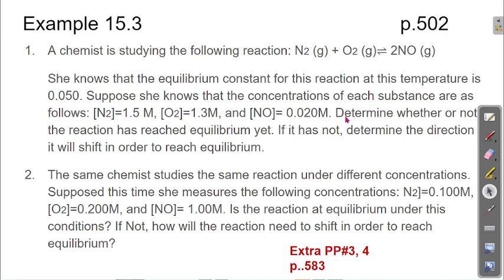Number 1. A chemist is studying the following reaction: nitrogen, oxygen, nitrogen monoxide. She knows that the equilibrium constant for this reaction at this temperature is 0.050. Suppose she knows that the concentrations of each substance are as follows. So they give you the concentrations at that moment. Determine whether or not the reaction has reached equilibrium yet. If it has not, determine the direction it will shift in order to reach equilibrium.